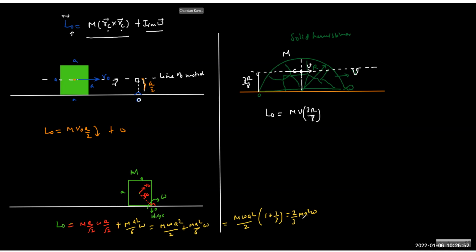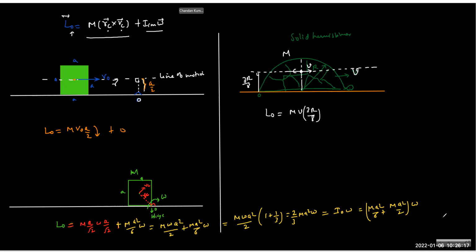And the second was pretty straightforward because the O is the hinge. So no need to go through the two-way calculation. You can write directly I O omega, and that is exactly the same answer: M A square by 6 plus M A square by 2. Done.